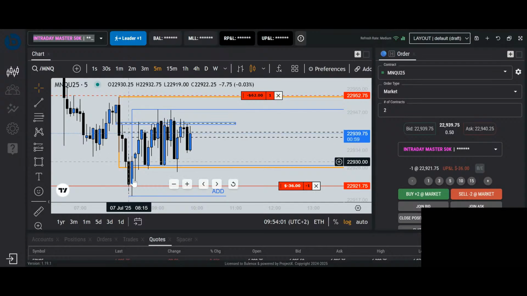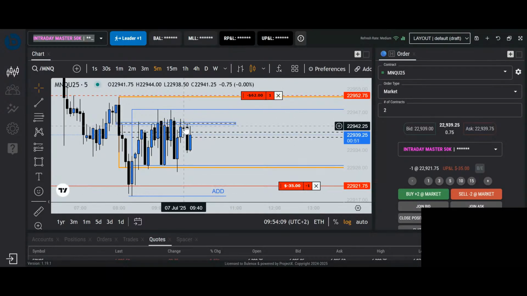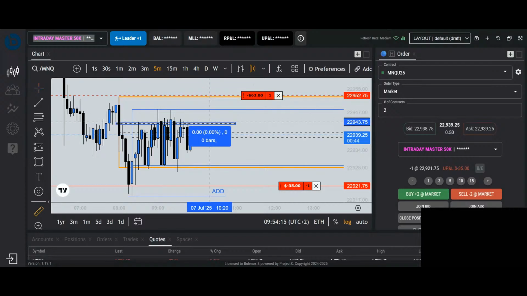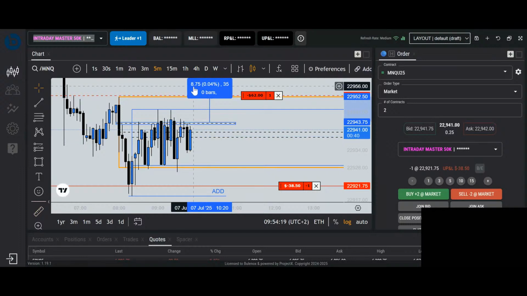So we were already down. We came here, we added 2 contracts. You can only add 1 contract up here. If you added 4 here, you can add 2. If you added a full R, you can add a half R from here to here. So you can then measure this distance and add a half R to this trade.